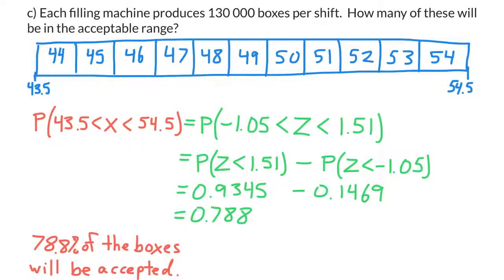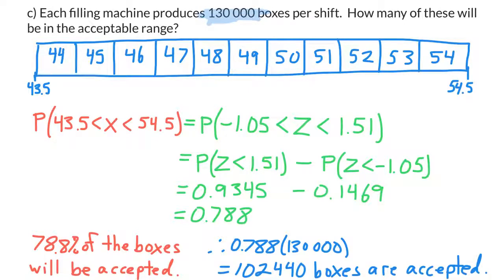Now in the question, we're told that 130,000 boxes are produced. So that means 102,440 boxes are going to be accepted. So if you were running this company, you'd see that clearly there's too many rejects with this current process of packaging. And then you would want to think about adjusting this process to get a smaller standard deviation and get a more consistent number of pieces in each box.